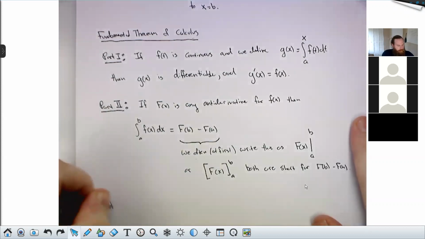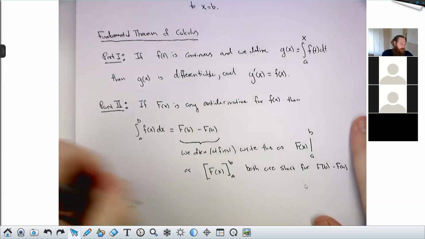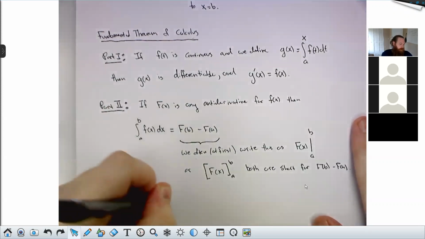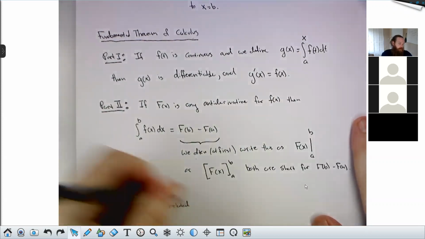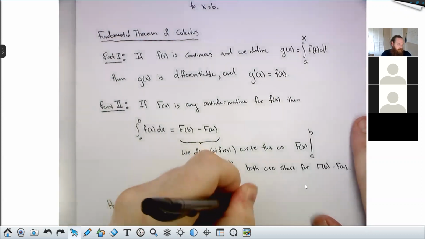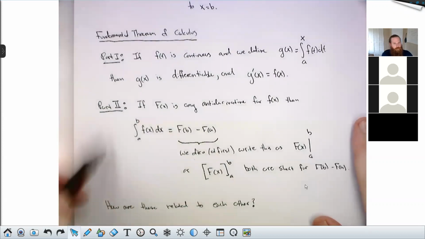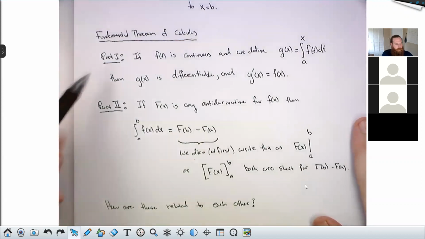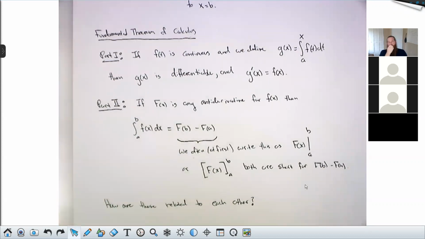So first, how are these related to each other? If part 2 is true, we can prove part 1 as a consequence. It's harder, but you can also use part 1 to prove part 2. The proof of either of these independently of each other is a little bit tricky, and it's not a proof that would be appropriate for this level.